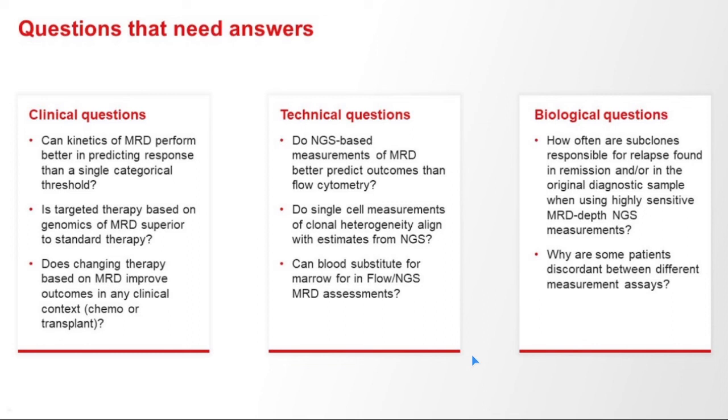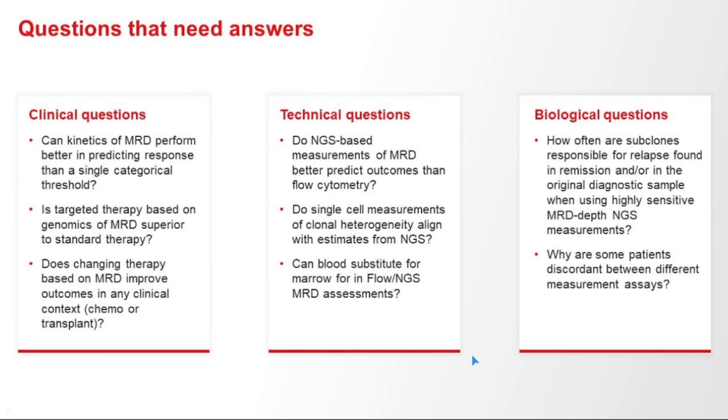And I think the $1 million one is whether blood can substitute for marrow, which would have the most clinical impact and would actually have a lot of monetary impact as well. And then probably even the most important is the biological question: what makes some leukemias more sensitive than others? Why do some people who are MRD positive fail to relapse, while some MRD negative patients do? And what causes discordance between different assays, if flow is positive and next generation is negative and vice versa? What types of cases are those? Why are people discordant, and trying to understand that.